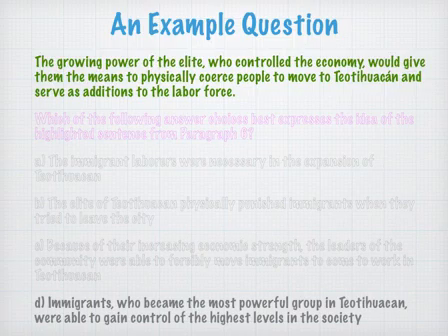D. Immigrants who became the most powerful group in Teotihuacan were able to gain control of the highest levels in society. Now, while we do have this idea of the powerful elite that control the economy, there is no mention that the people that moved to Teotihuacan were actually given any opportunity to rise up through the ranks of society and gain control of the highest levels there. So there's very little evidence to actually support this particular answer choice.